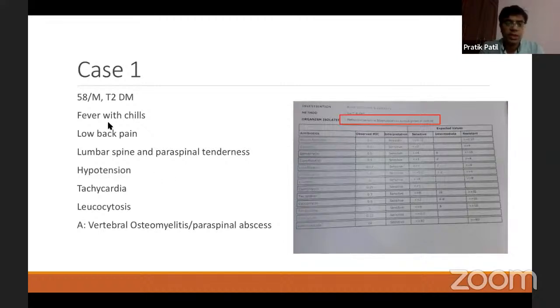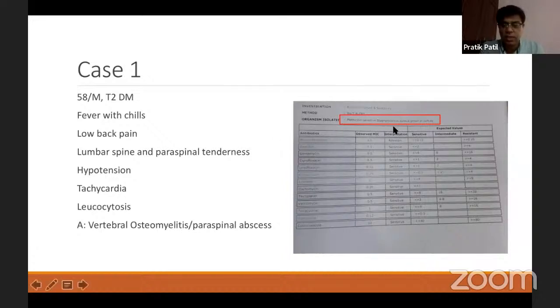Now coming to the different cases. This is case 1. A 58-year-old male, diabetic. He presented with fever with chills and low back pain. He had lumbar spine and paraspinal tenderness on examination. He had hypotension, tachycardia. On the CBC, there was leukocytosis. Clinically, the diagnosis was vertebral osteomyelitis or a paraspinal abscess, which was subsequently confirmed by imaging.